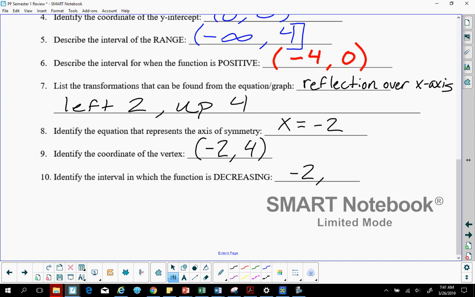Not negative infinity. It does go down forever and ever, which would be negative infinity. But this side, the right side of your graph, is positive numbers, right? So it would be positive. Remember, we're talking about x values. Whenever you see interval, you're talking about x values.